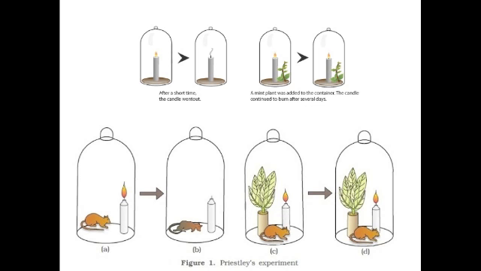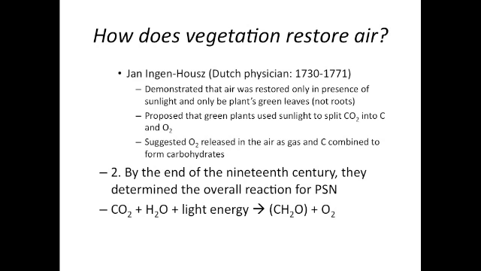So then to continue on with this experiment, he put the sprig of mint with the mouse, and the mouse was okay. So therefore, he concluded that vegetation somehow restored something in the atmosphere. So now a new question is, how does vegetation actually restore air? What's the process behind this?